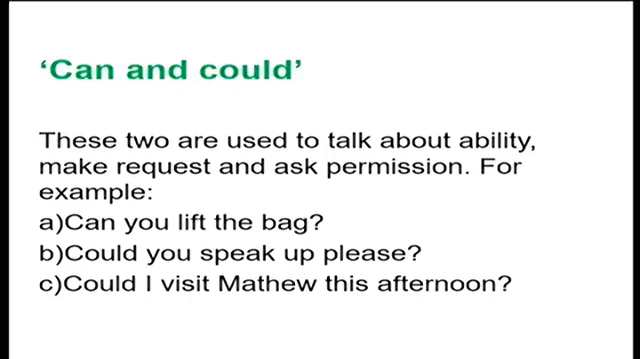That shows ability. Maybe you have some level of strength in you, and you can lift the bag. Part B, could you speak up, please? That indicates permission. And then part C, could I visit Matthew this afternoon? This very sentence is an example of where can and could can be used to ask permission.